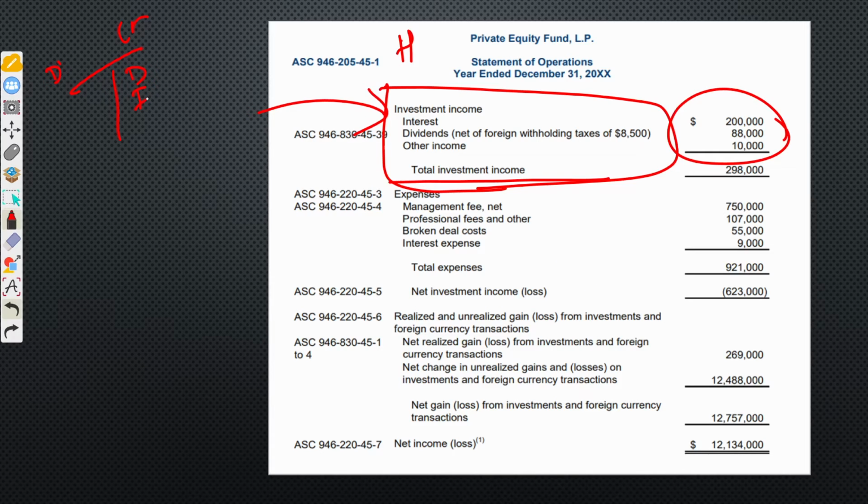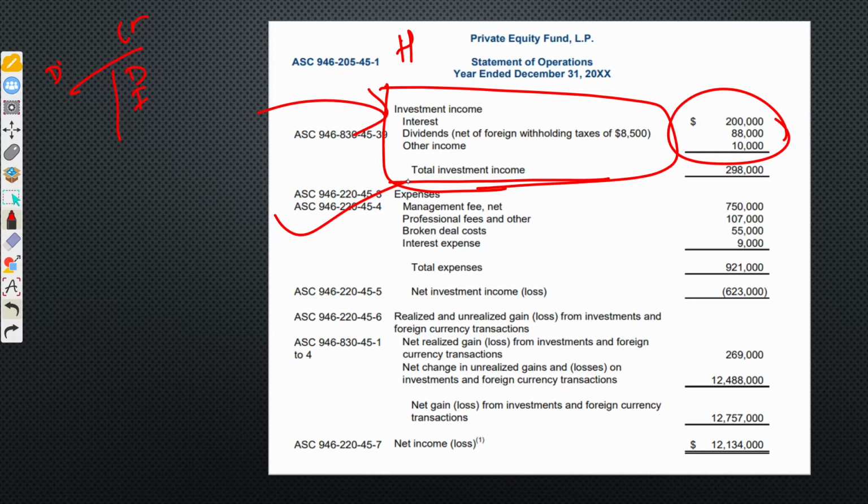Record income, and at the bottom you can record expenses. At the mid level you can record expenses, and then at the bottom, of course, the realized and unrealized gain portion that you can record. And what about expenses? We have already discussed this, but yes: management fees, professional expenses, broker dealer cost, interest expenses, or total expenses.